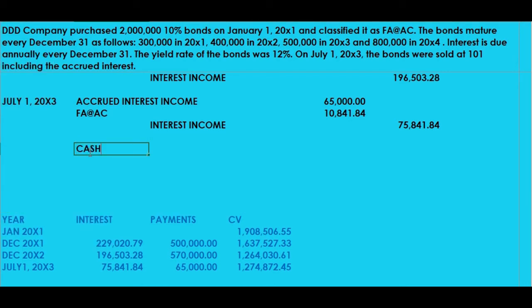Next entry natin, tatanggap na tayo ng cash dito. Ang cash na matatanggap, sinabi, on July 1, 2023, the bonds were sold at 101 including the accrued interest. So, ibig sabihin, yung 101 na matatanggap natin is already equivalent to the total proceeds for the principal and the accrued interest. So, ang tanong ngayon dyan, magkano yung ating naiiwan na bonds?